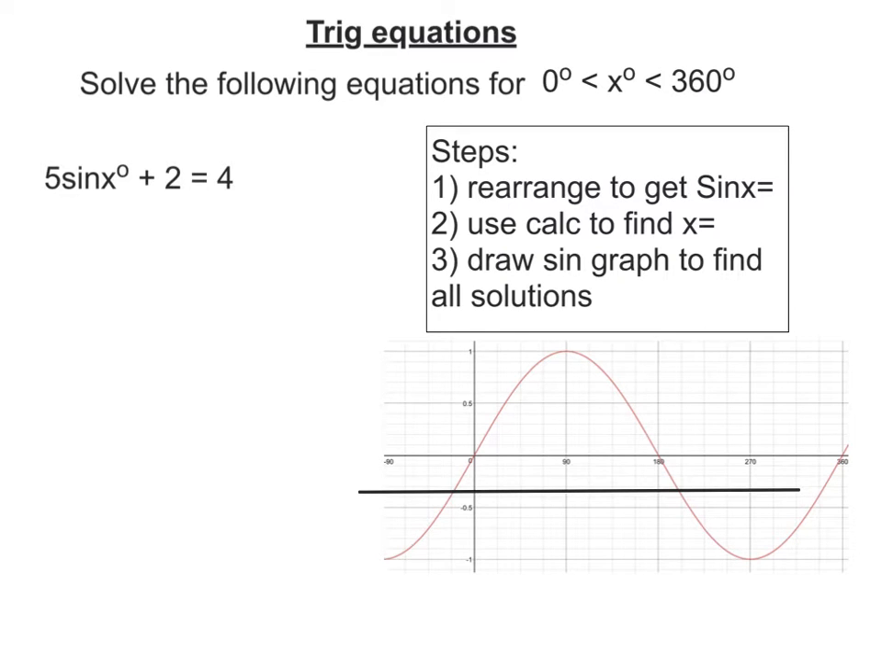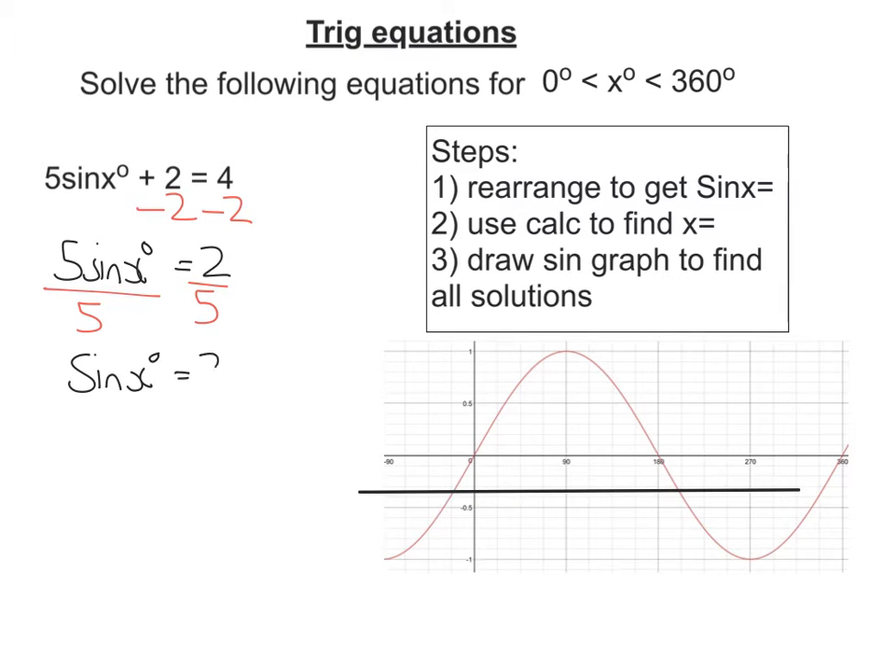So in this video we're going to solve this equation: 5 sine x plus 2 equals 4. The first step is to rearrange it to get sine x equals. So I'm going to take away 2 from both sides. So we're left with 5 sine x is equal to 2. And then we're going to divide both sides by 5. So we are left with sine x is equal to 2/5.